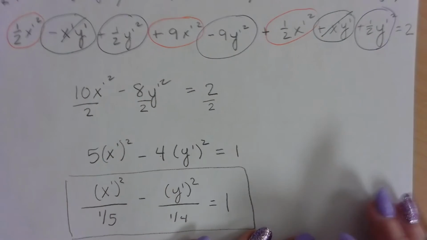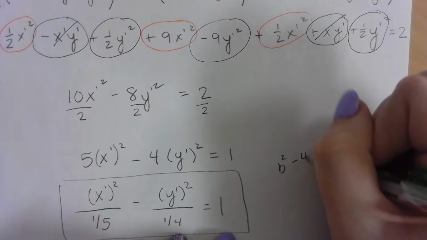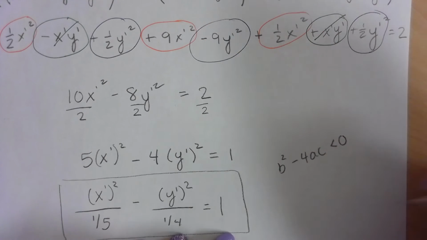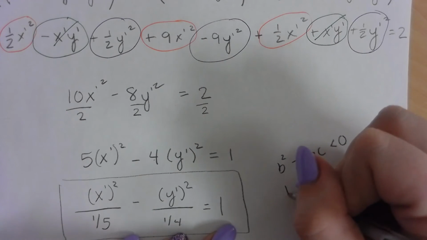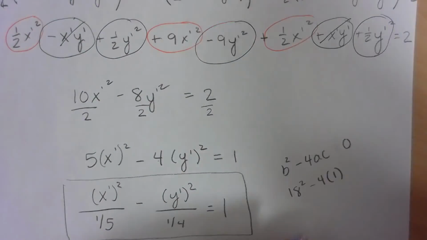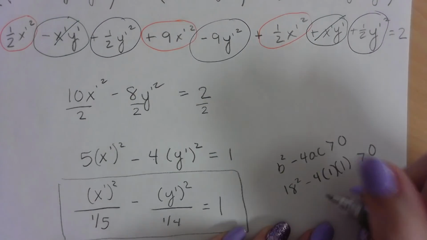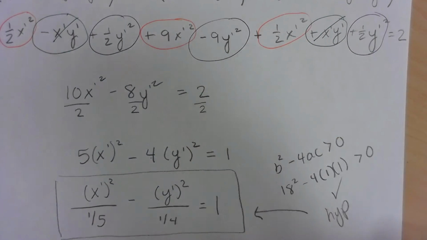Now one way we can also check our answer is we know this is a hyperbola, so let's use our skills from the last video. We know that if b squared minus 4ac is greater than 0, then it's a hyperbola. So let's double check. b was 18, minus 4 times 1. Oops, sorry, I messed up. It should be greater than 0. Times 1. Is that greater than 0? Well, that is greater than 0, so this is a hyperbola. So we know something went right here.